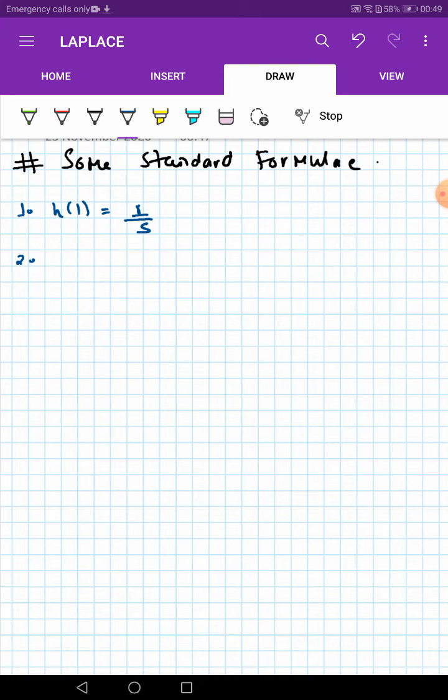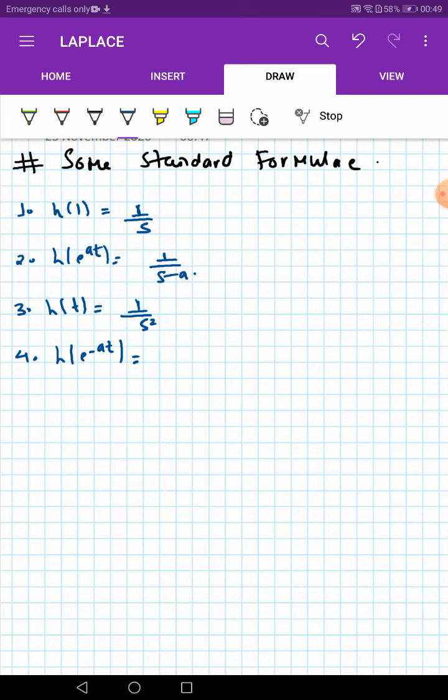Second, what is Laplace transformation of e to the power at? It is equal to 1 by s minus a. Okay. Let us look onto the third formula. What is the Laplace transformation of t? It is 1 by t square. Sorry, 1 by s square. Let me correct this. 1 by s square. Now, fourth. The Laplace transformation of e power minus at is 1 by s plus a.